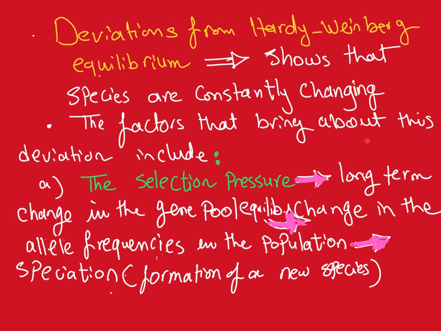What are the factors that can bring about this kind of deviation? The most important factor is the selection pressure. Selection pressure means that some species or some phenotypes will be selected and they get a selective advantage over the other genotypes. Over time, this will lead to long-term change in the gene pool equilibrium, change in allele frequencies in the population. Finally, it will lead to speciation or formation of a new species.